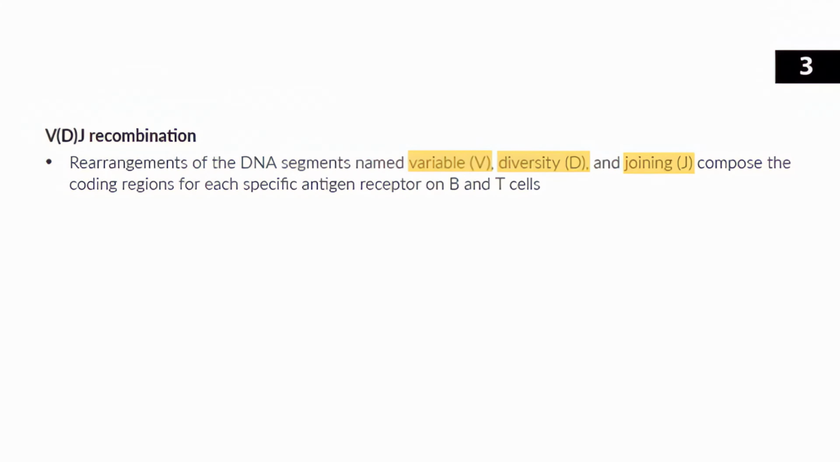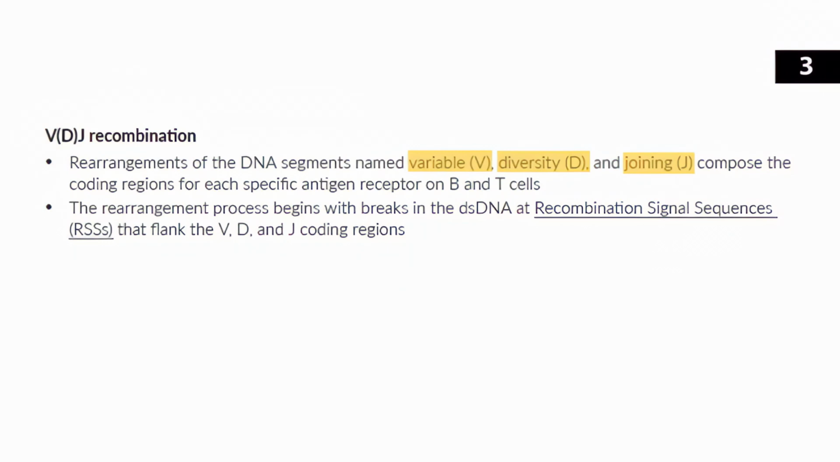Any protein on a B cell or T cell that's binding to an antigen is going to be created from this VDJ recombination process. The rearrangement process begins at the breaks in the double-stranded DNA at the recombination signal sequences, which is abbreviated RSS. These signal sequences flank each of the V, D, and J coding regions.